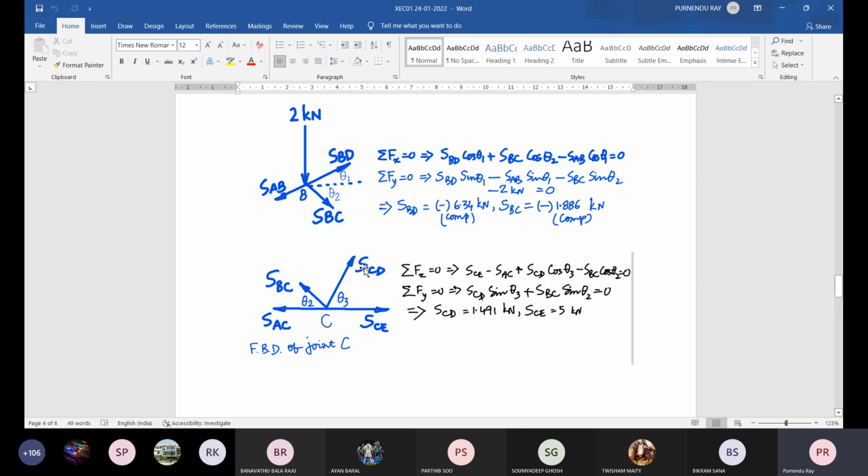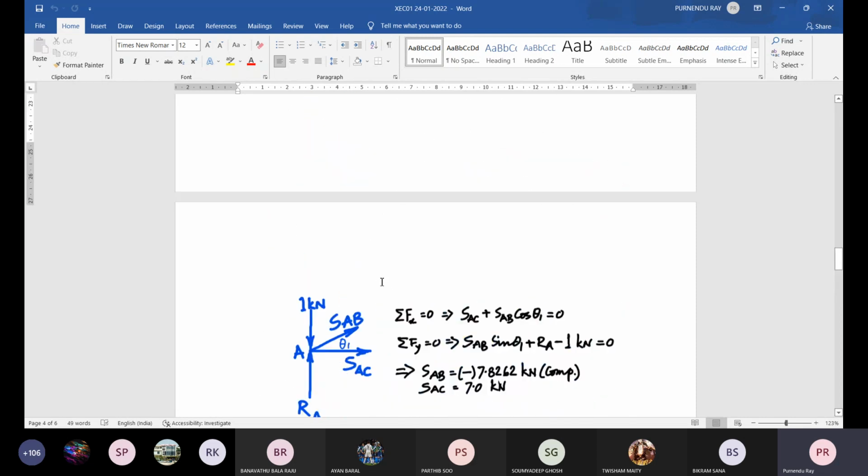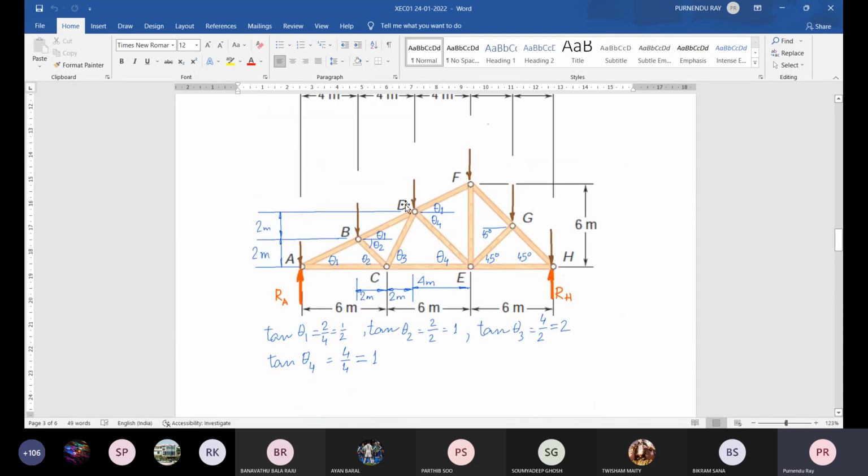Force in the member CD is 1.491 without any negative sign, it means it is tensile. This is also positive, it is tensile. Now, after solving A, B, and C, we go for the joint D.